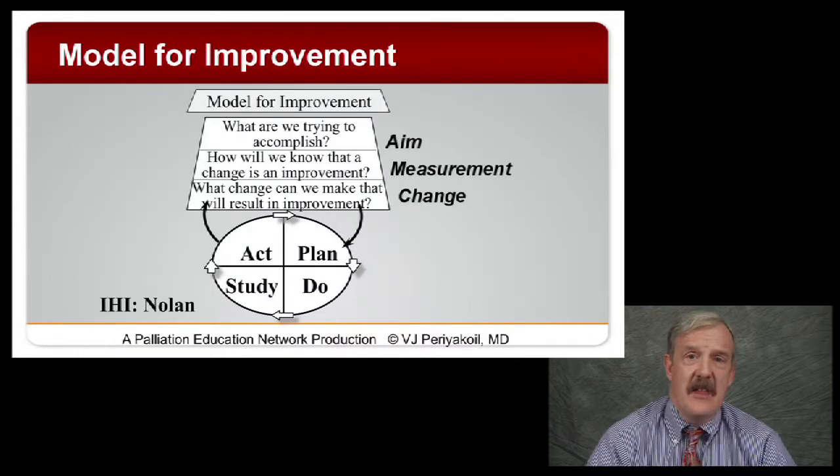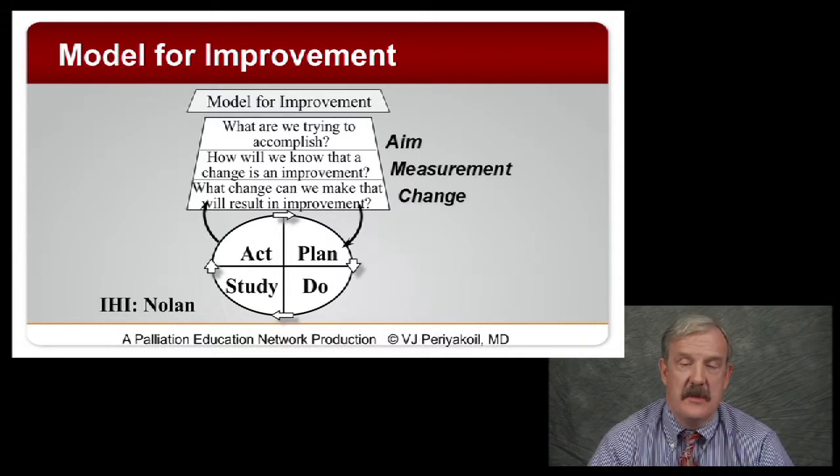So when we put all that together, this is a nice model for improvement that pulls all the things we've been just talking about into one nice model. It starts with asking 3 questions. What are we trying to accomplish? This is known as the aim. Second, how will we know that a change is actually an improvement? This is where measurement is critical. Unless you measure whether or not you've made a change, you're not going to know if it's been an improvement. And finally, what change can we make that will result in improvement? And that's the change we're really interested in.